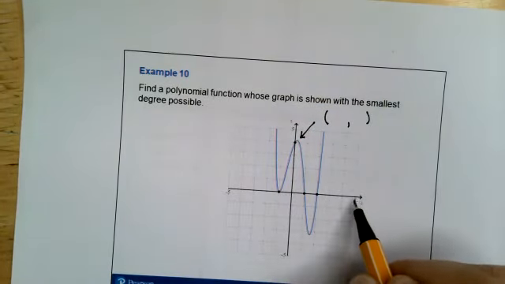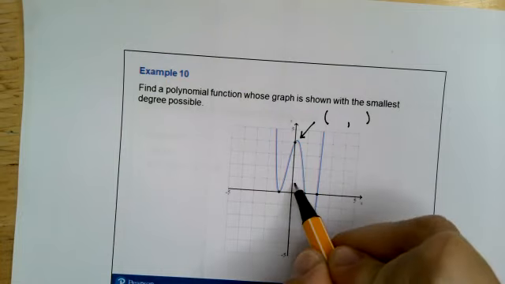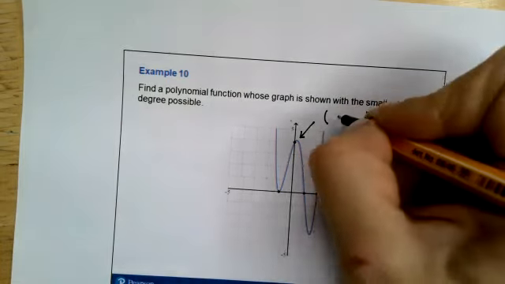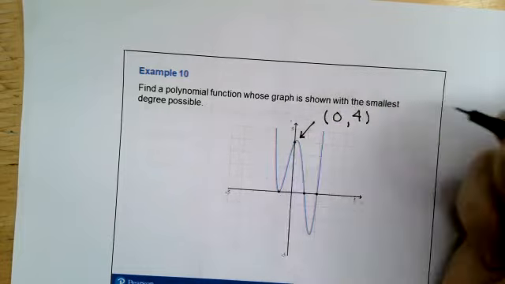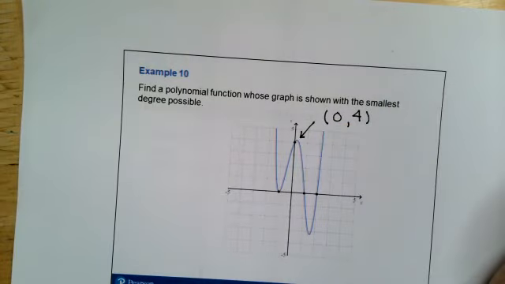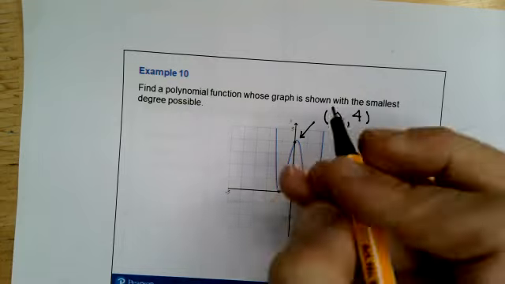1, 2, 3, 4, 5. So if that's 5 and that's 5, we're just counting by ones. 1, 2, 3, 4. So that's the point (0, 4). So we know our constant is 4, right?